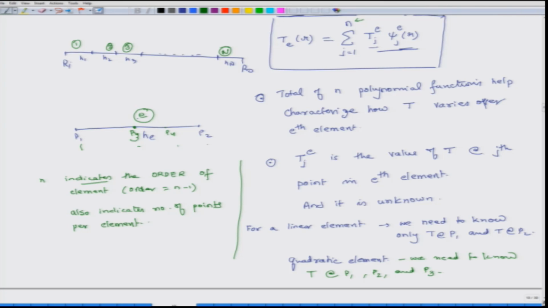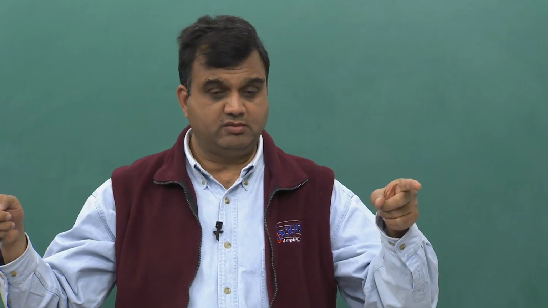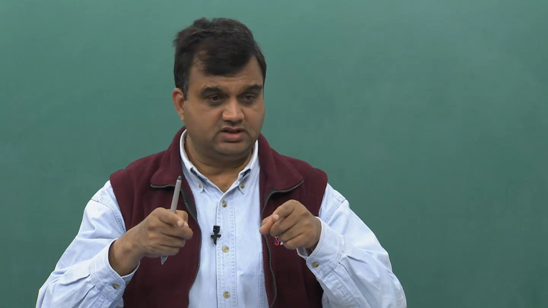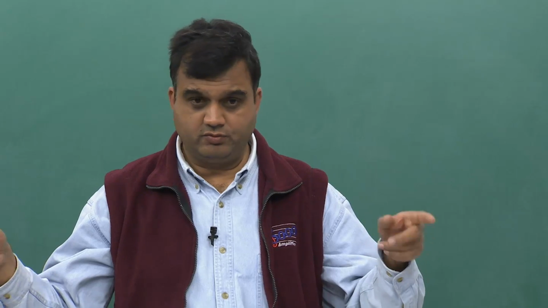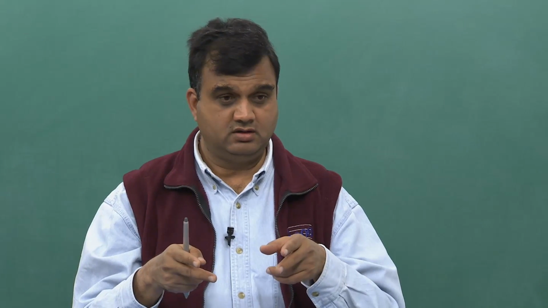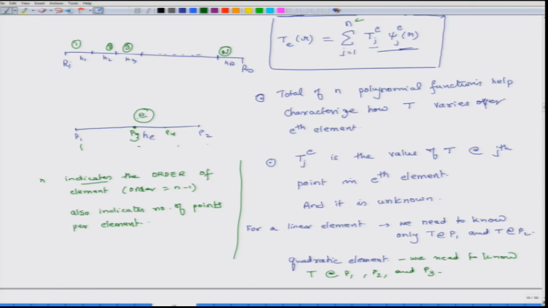T_j^e is the value of t at jth point in eth element, and based on all this understanding, if we have a linear element, we need 2 points, and these 2 points will be at the boundaries. If we have a quadratic element, we need 3 points, 2 will be at the boundary and 1 node will be somewhere in the middle. If we have a cubic element, 2 points will be on the boundaries and 2 points will be in the middle, and so on and so forth. So to make it more explicit, it is at jth geometric point in the element. But even if I remove this geometric, it does not change much. Okay. So we will recap.